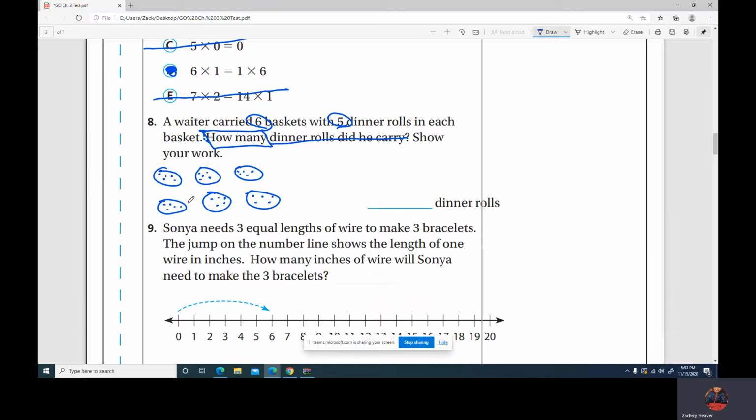We have 6 baskets. So I'm going to go 5, 10, 15, 20, 25, 30. That's simple. We skip count 5, 6 times. You have 30 dinner rolls. Or you could skip count 6, 5 times. It'd be a little bit tougher.